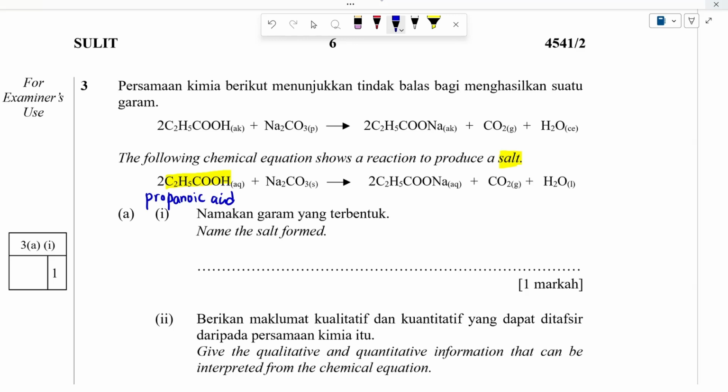Okay, how about this? Na2CO3. Okay, sodium carbonate. So during this reaction, you produce a salt, carbon dioxide, and water, right? So, what is the name for this salt? Sodium propanoate. Okay, so the name for the salt is sodium propanoate.